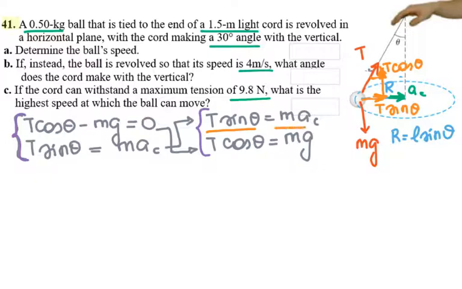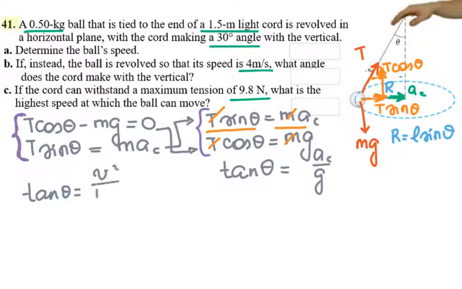I'm going to divide the left and right sides of both equations so I can cancel the T's. So the T's will be canceled, and I have tangent theta, since sine over cosine is tangent, and also I can cancel the m's, and I have a_c over g. In other words, tangent theta is equal to v squared over R, that's the centripetal acceleration, divided by g. But your R is equal to L sine theta, so instead of R, I'm going to plug in L sine theta.